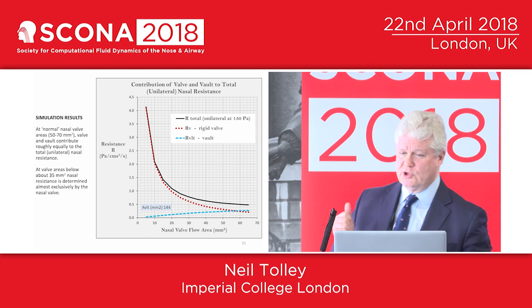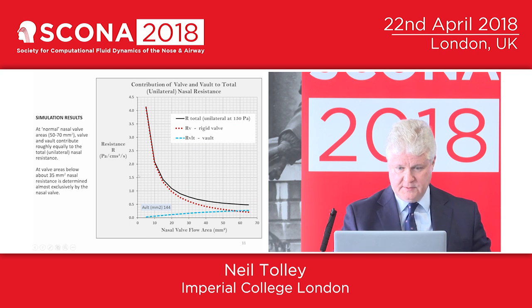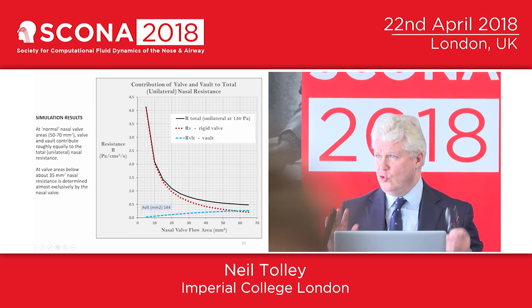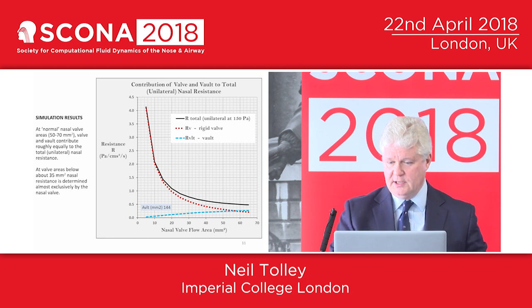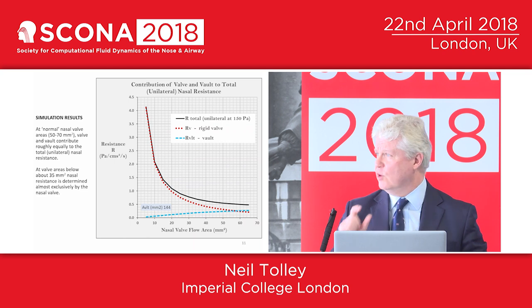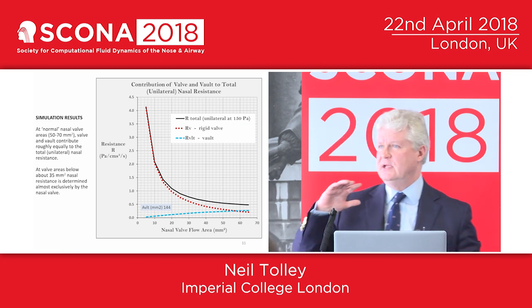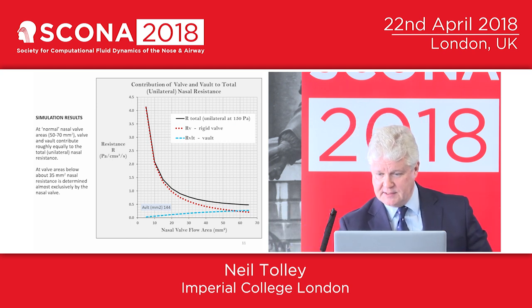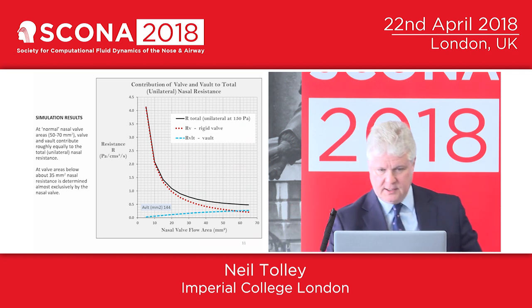So this is a graph which shows the contribution of the valve and the vault to total unilateral nasal resistance. So we've got the resistance on the ordinate axis, we've got the flow area here, and can I just rekindle your memory that in a normal state, the average valve area is here between 50 and 70. And what this shows, allowing that this is measurements where the vault area is 144 square millimetres, is that when the valve area is very small and less than 35, almost all the contribution to the unilateral nasal resistance is at the valve. But in the normal situation where the cross-sectional area is between 50 and 70, you can see that both the valve and the vault itself have an equal contribution to the total resistance.